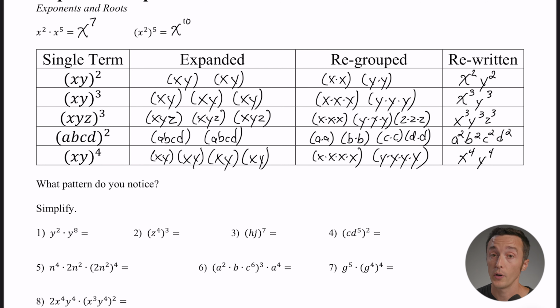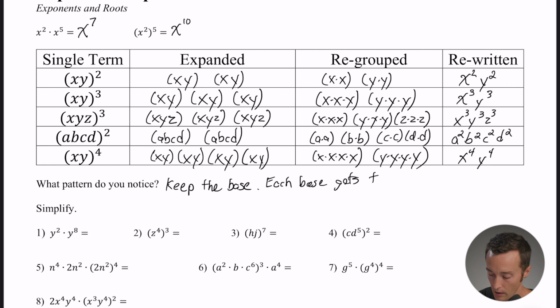And hopefully at this point, you're starting to recognize the pattern. And so it says, what pattern do you notice? Well, just like in videos 1 and 2, the rule is that we're going to keep the base. And then there's a bunch of ways you could say this, but look at the very first one, xy squared, and then it turns into x squared, y squared. So you're going to keep each part of the base, and then each base gets the exponent.